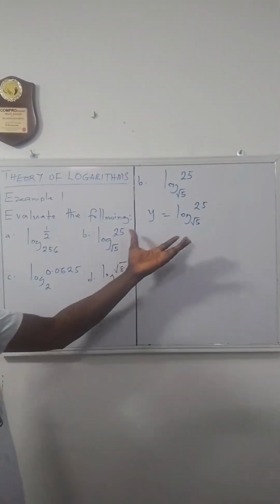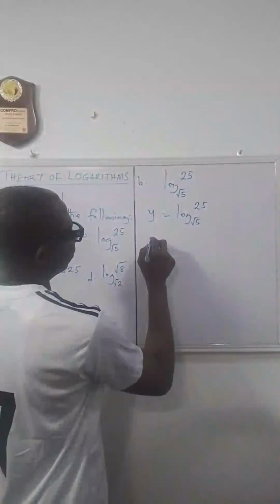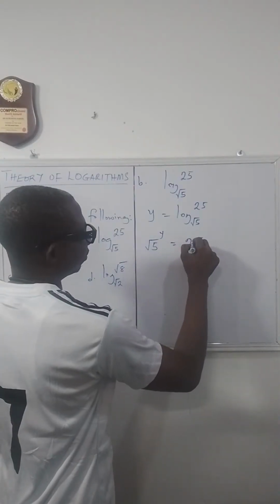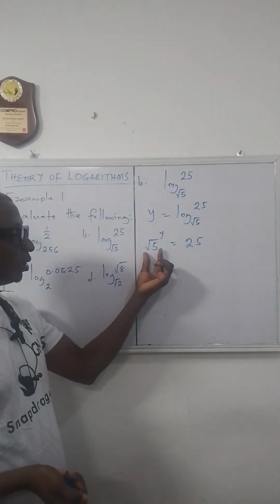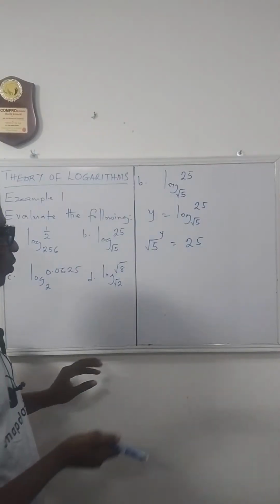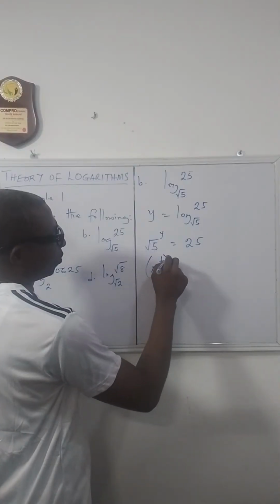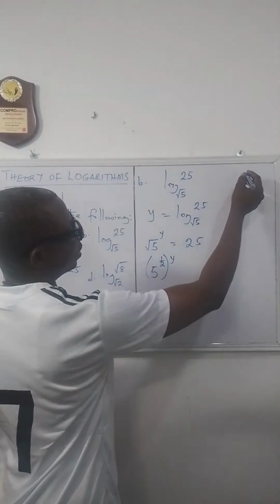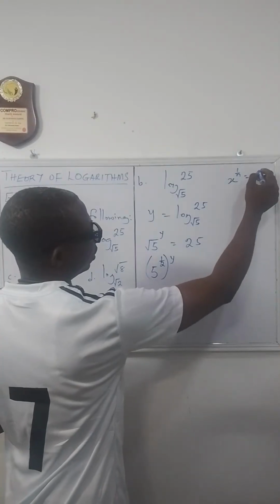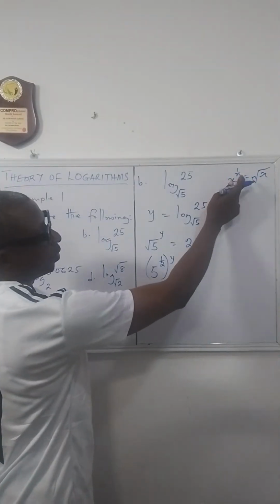All right, so this is a logarithmic equation, so we change it to index equation. So now the base comes here. So we have square root of 5 raised to the power of y equals 25. Now let's pay attention to this base here and here. So we express square root of 5 in index form. So we have 5 raised to the power of 1 over 2, all raised to y. Now don't forget in your law of indices, whenever you have x raised to the power of 1 over n, the result is the nth root of x.